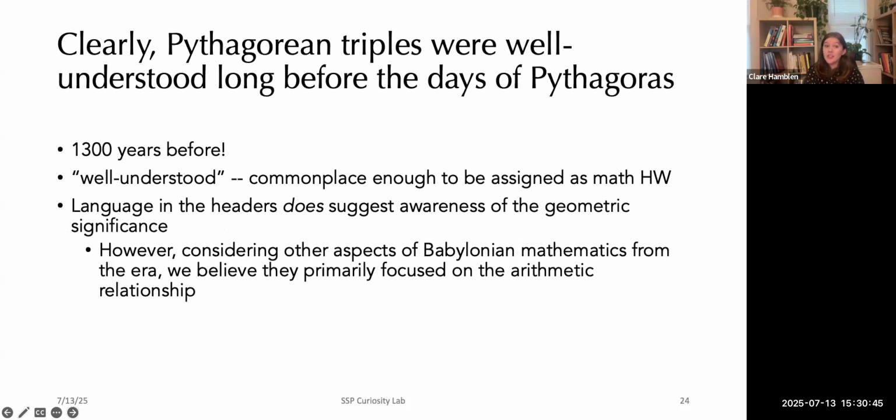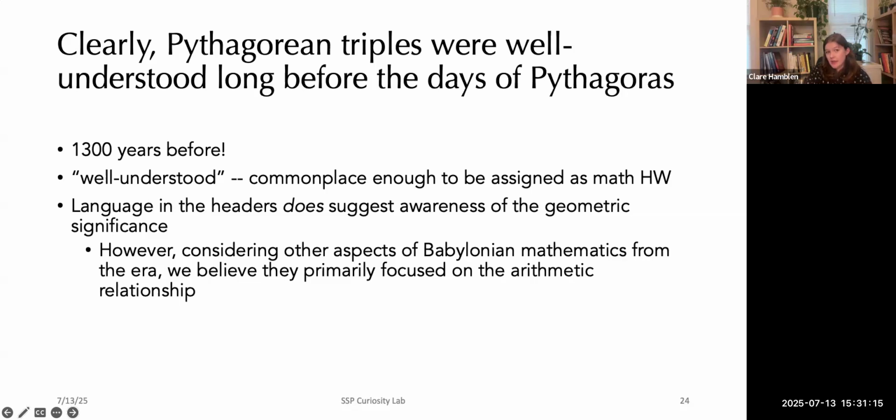So clearly, Pythagorean triples were well understood long before Pythagoras ever lived. And when I say well understood, I mean they were common enough and well understood enough to be taught in schools and assigned as math homework. Now, the language in the headers, width and diagonal, does suggest awareness of the geometric significance of these triples. However, thinking about what else we know of Babylonian mathematics from the era, we do think that they primarily were interested in the arithmetic relationship.